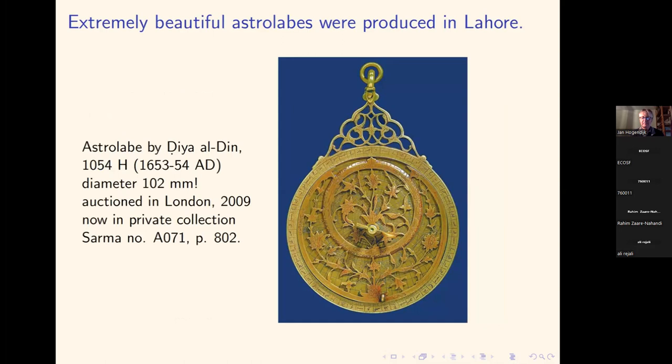On the other hand, you see an extremely beautiful pattern which has leaves and flowers. So this was made by Ziauddin, who was a descendant of the founder of the astrolabe school in Lahore. And the diameter is only 102 millimeters. So on a very small scale, they were able to produce this magnificent astrolabe. If you want to read more about it, it is number A071 in Sharma's book, which you can download from the internet.